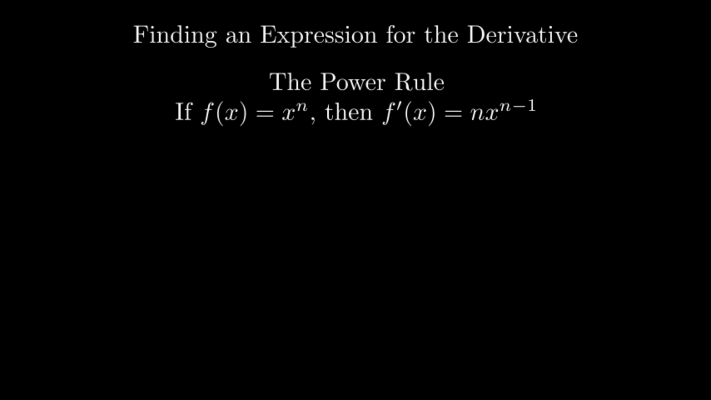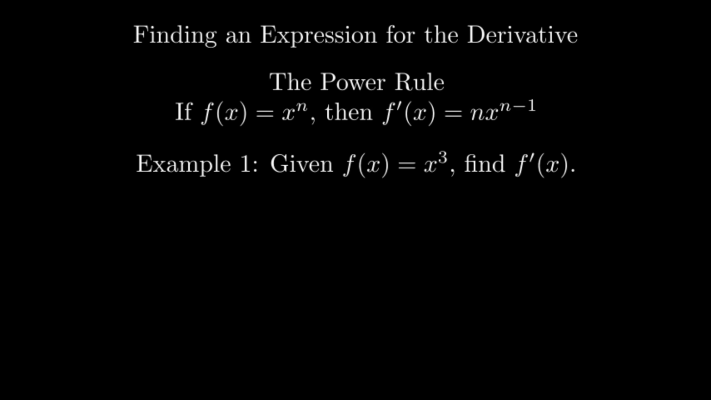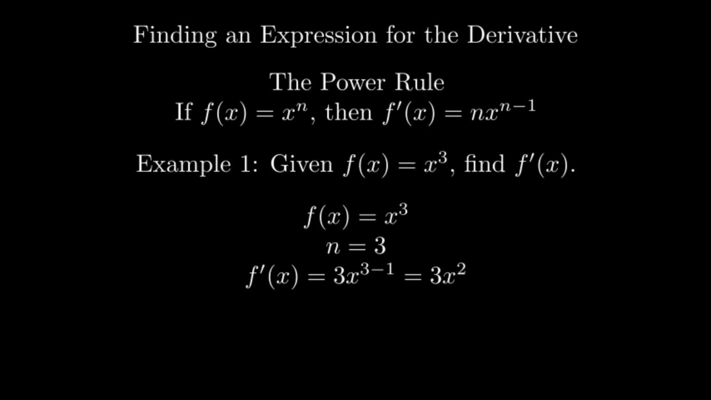The power rule states that if you have a function f of x equals x raised to some power n, its derivative f prime of x is n times x to the power of n minus 1. In simple terms, you bring the old power down to the front as a multiplier, and then you subtract 1 from the old power to get the new power. Let's see this in action. Let's take the function f of x equals x cubed. Here, our power n is 3. According to the rule, we bring the 3 to the front and subtract 1 from the power. So f prime of x is 3 times x to the power of 3 minus 1, which simplifies to 3x squared. It's that straightforward.